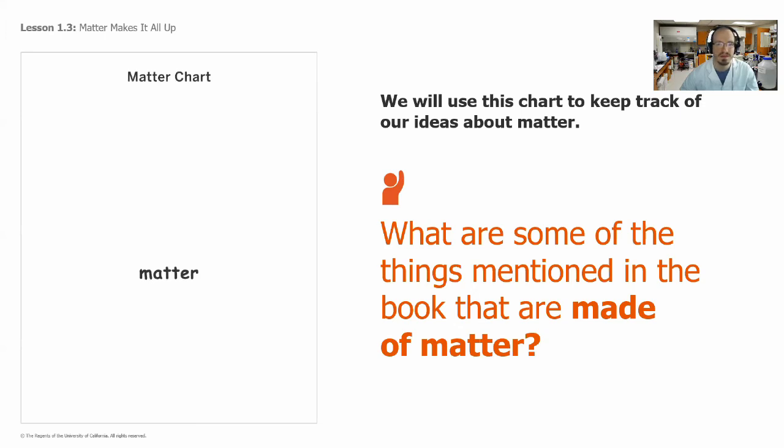So we're going to use this chart to keep track of our ideas about matter. I'm going to just draw this on the piece of paper behind me that we'll be able to see in just a second. Okay. So before we start writing on it, what are some of the things mentioned in the book that are made of matter?